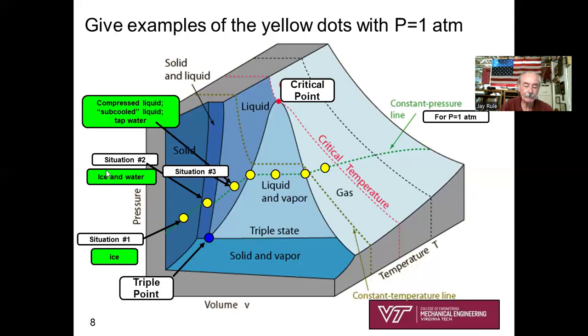Next one, next example, next situation. Now we're on a little lighter blue here that just says liquid. Now the technical name of this area is called compressed liquid, and you're going to have to commit that to memory instead of just liquid. Another way to call it is subcooled liquid. And also the common name for this area would be tap water. Just plain old liquid tap water. That's what situation 3 is all about.